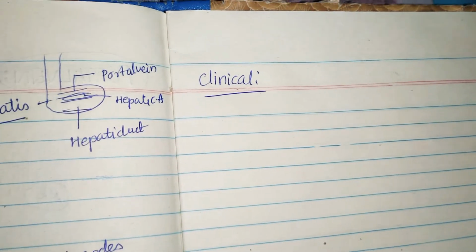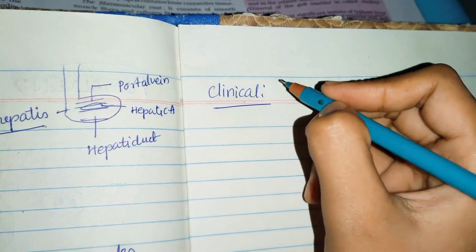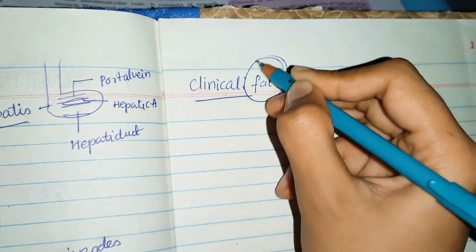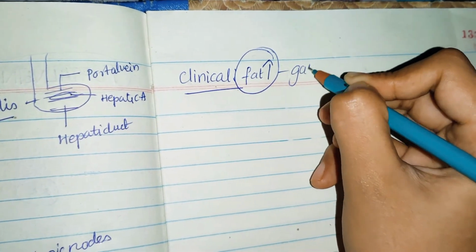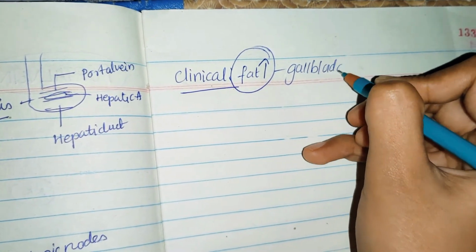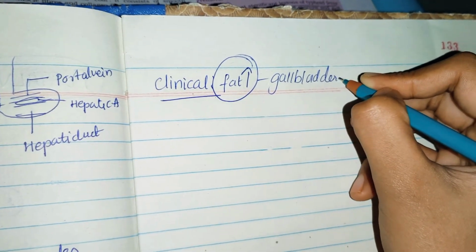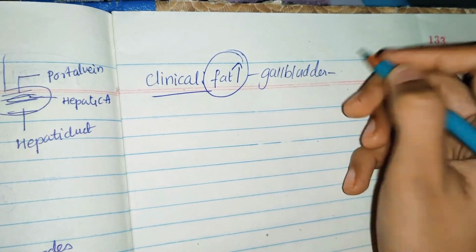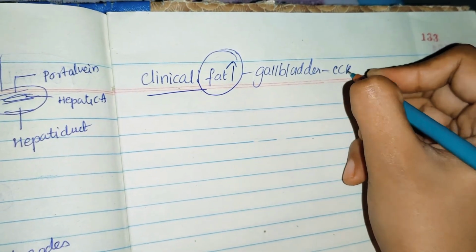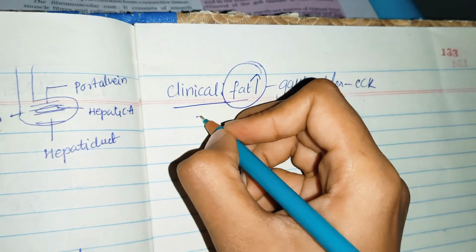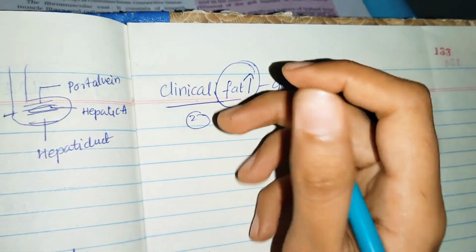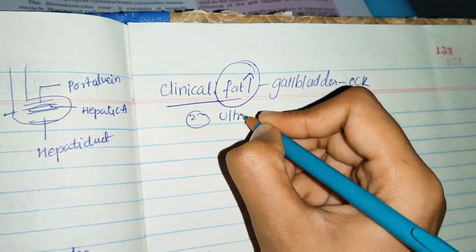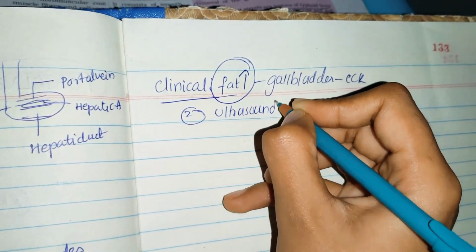So finally, let us discuss the clinical anatomy related to this. In the clinical anatomy, you need to discuss the fat. Whenever the food is rich in fat, the gallbladder will start its contraction and release its secretions, mainly because of the hormone called cholecystokinin, that is CCK. Okay, whenever there is more fat in your food. And the second point you need to see is that we mainly use ultrasound to check the gallbladder function. Okay, so ultrasound.